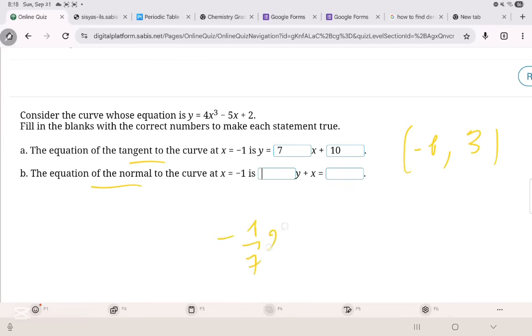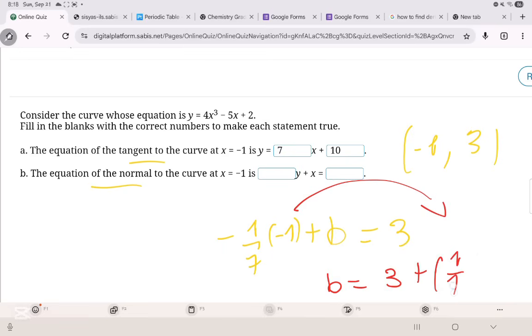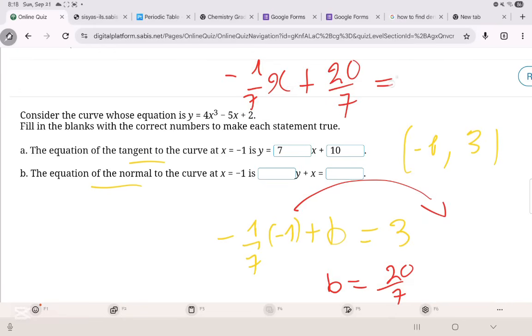Minus 1 over 7 x plus b is equal to y. We substitute x with minus 1 over here, and we substitute y with 3. So the value of b is going to be what? The value of b is going to be equal to 3 plus, this becomes plus actually, 3 plus 1 over 7 times minus 1, which is basically 3 minus 1 over 7. What is 3 minus 1 over 7? It is 20 over 7. So b is 20 over 7. So the equation is supposed to be minus 1 over 7 x plus 20 over 7 is equal to y.